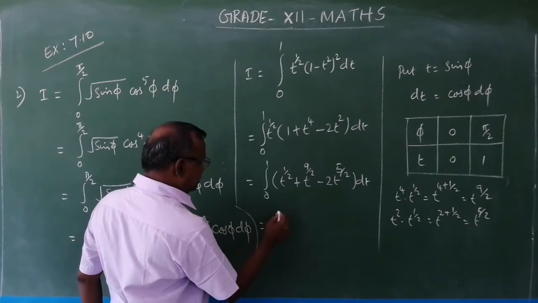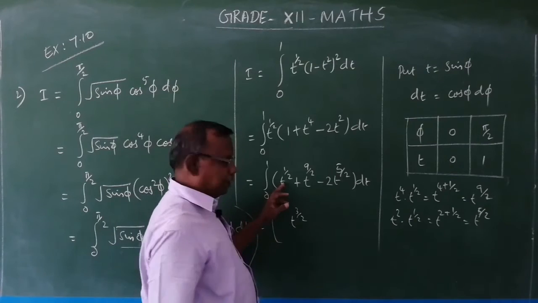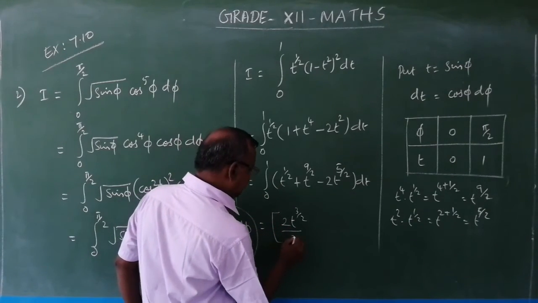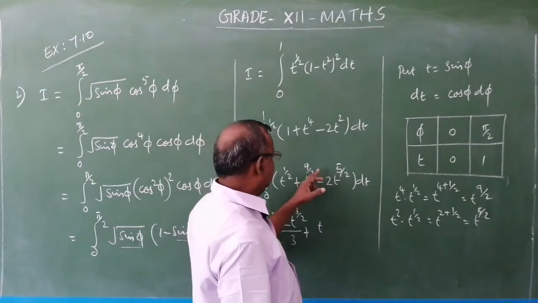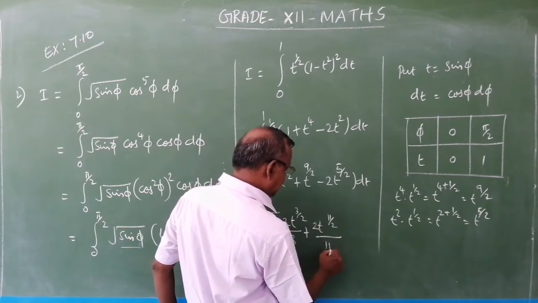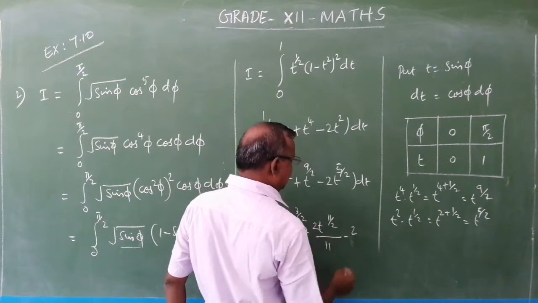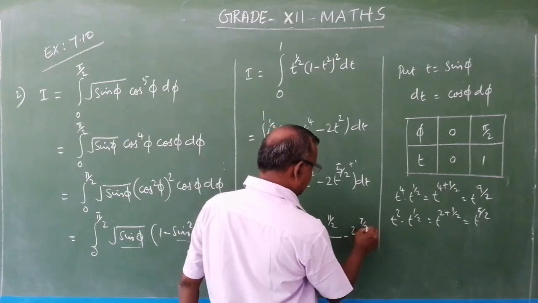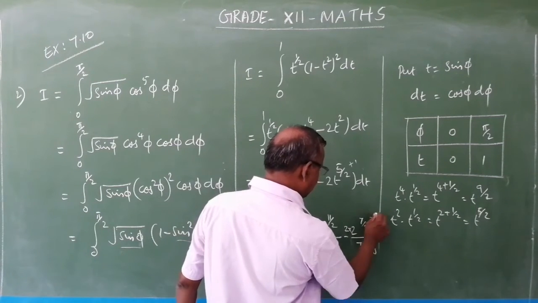Now this is t power 3 by 2, using the formula x power n plus 1 divided by n plus 1. So this will become 2 by 3 t power 3 by 2 plus t power 9 by 2 plus 1 equal to 11 by 2, into 2 by 11, minus 2 into t power 5 by 2 plus 1, that is 2 plus 5, 7 by 2, into 2 by 7, the limits being 0 to 1.